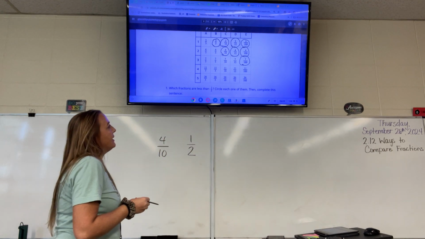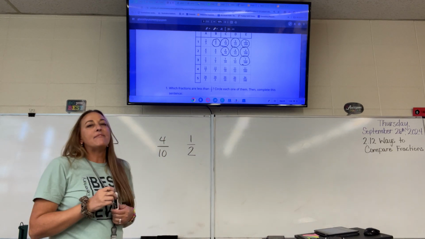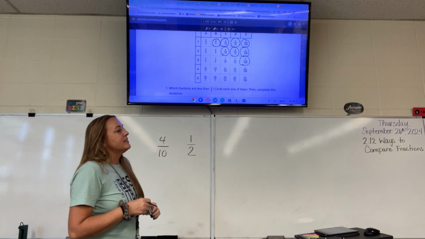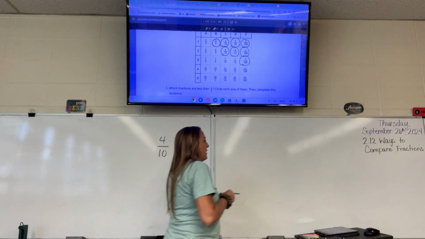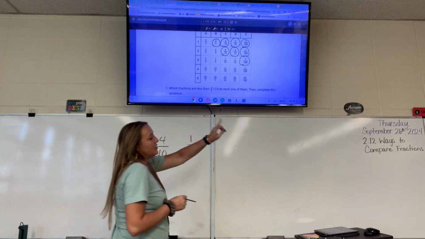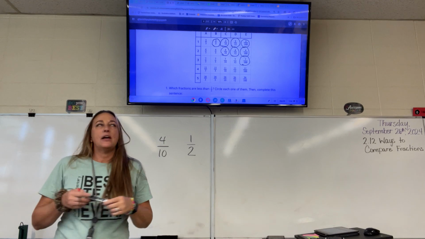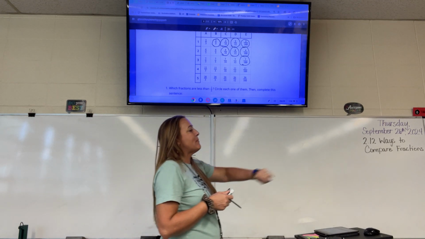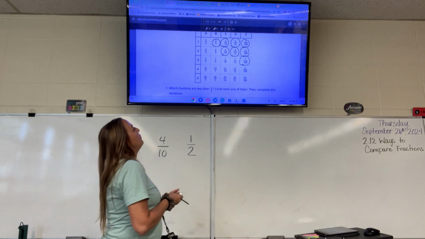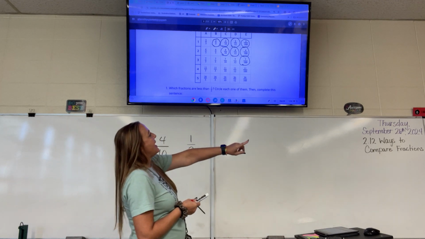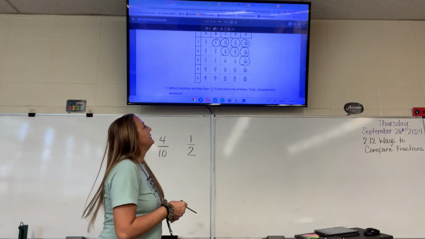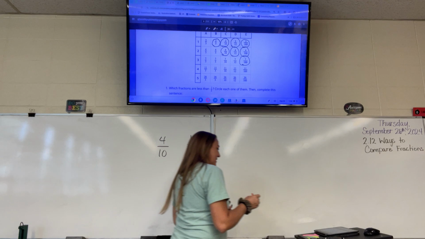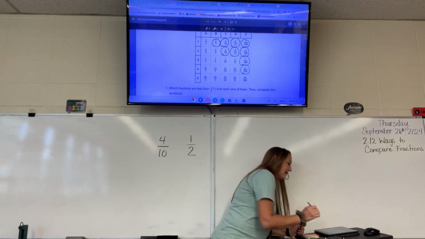Okay. Next, we have 11/3. 11 of the orange, is that smaller than a half? No. What about 11 of the green? Is that smaller than a half? No. What about 11 of the purple? Is that smaller than half? No. What about 11 of the black? Is that smaller than half? No. What about 11 of the blue? Is that smaller than half? Yes. Okay. Definitely. All right.